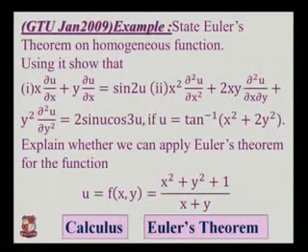Explain whether we can apply Euler's theorem for the function u is equal to f of xy, where f of xy is equal to x square plus y square plus 1 upon x plus y. So let us start with the solution.